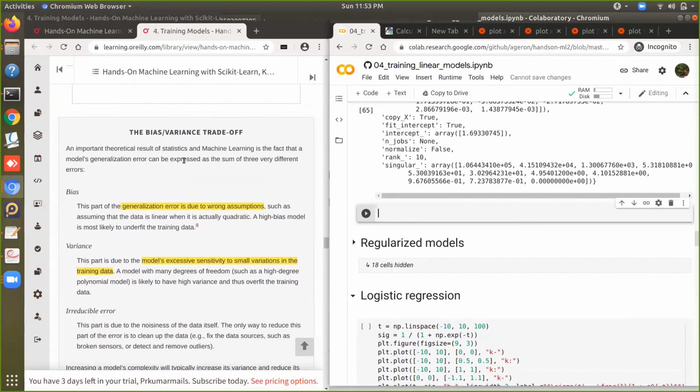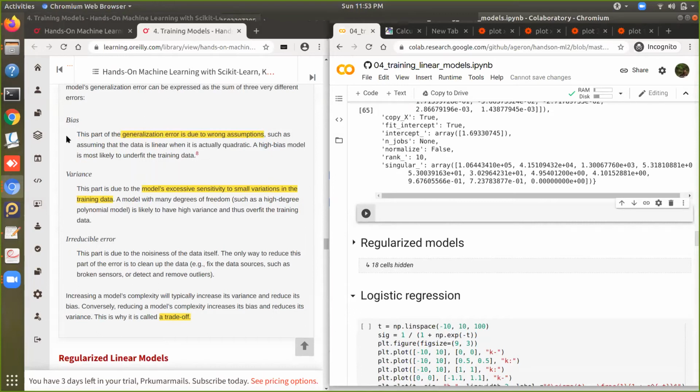Yeah, the next one is the bias variance trade-off. Bias, as we have discussed so far, means we are favoring something with some wrong assumptions, and our generalization is getting affected. We assume that our data is linear, but the data might be quadratic, so it does not perform well on the data. So this is one such bias.